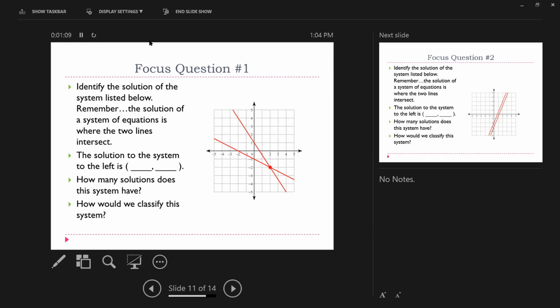That big red dot there where these 2 lines cross, that is the one point that satisfies both of those equations. That is a one solution system. Most of the time, that's what we're going to be dealing with. One solution that works for both.